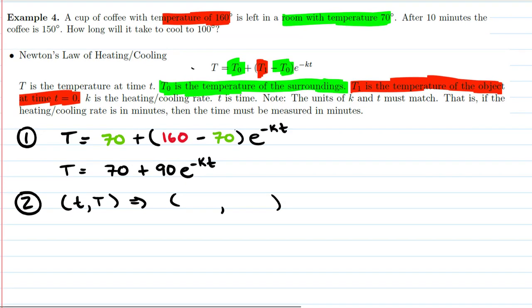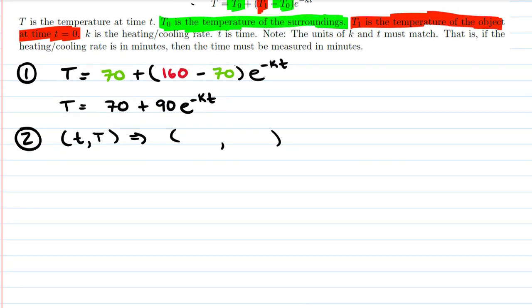So we're told that after 10 minutes, the coffee is 150 degrees. And we're going to put that into our equation to solve for k. So we have 150 is equal to 70 plus 90 e to the negative k times 10.